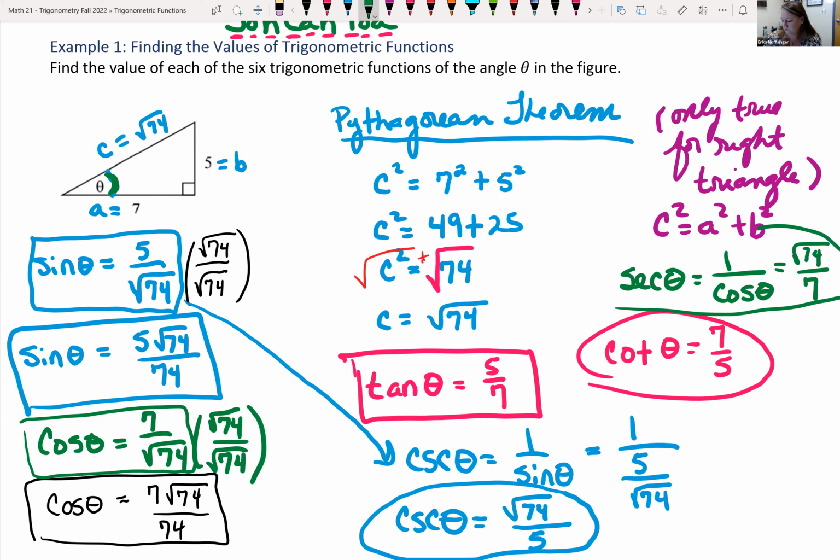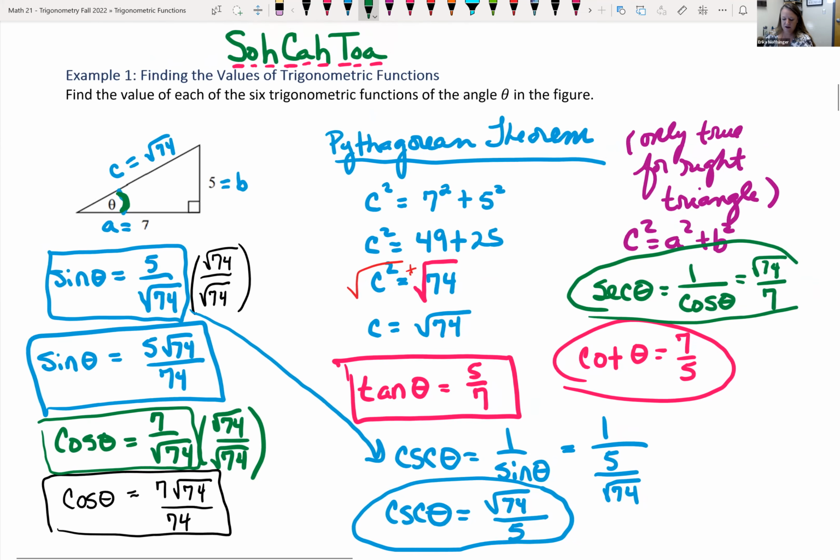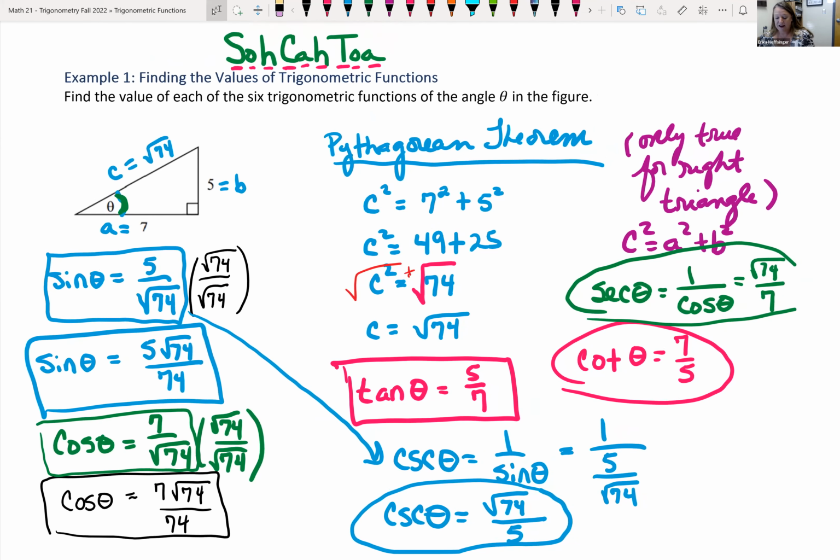So given a triangle, we were able to find the 6 trigonometric functions by finding the length of all the sides, so the side that wasn't given, and looking at the ratio of sides for that angle theta.